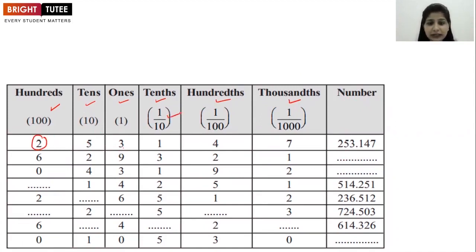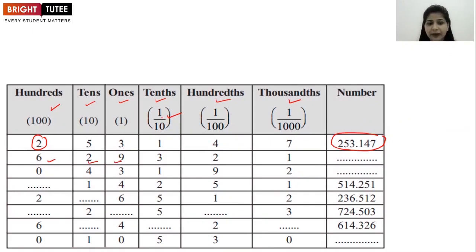As soon as you come to tenths place, you put a decimal point after 3 and then write these 3 digits, 147. So the number would be 253.147. The numbers written after the decimal point, we read as individual digits, right? So we do not say one hundred forty-seven, we say one, four, seven. After the decimal, that is how we read it: 253.147.